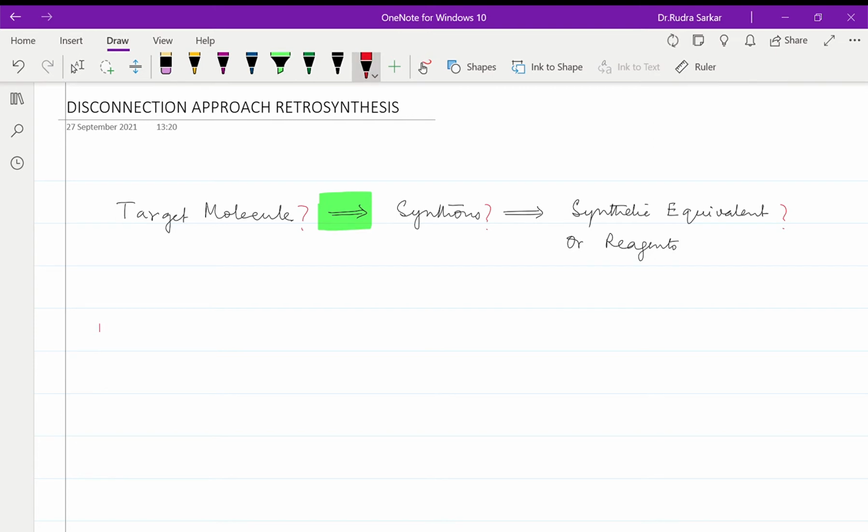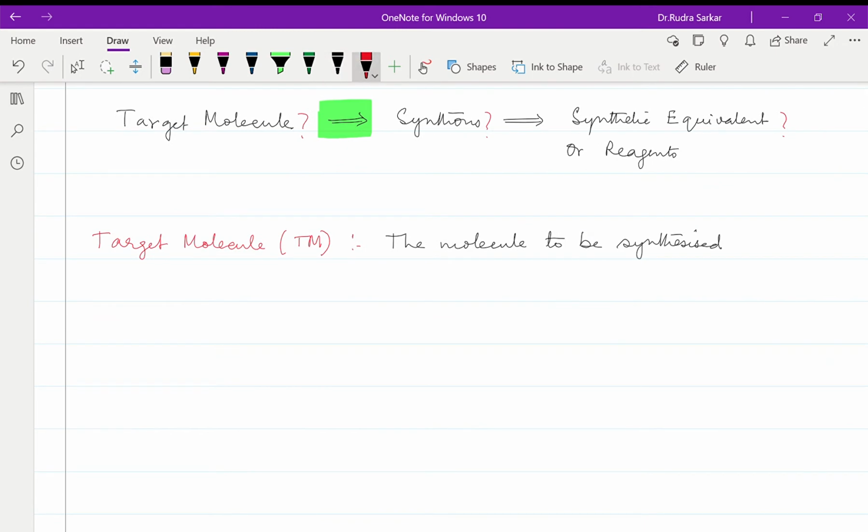So let us first discuss what is a target molecule, which we will be abbreviating as TM. So the target molecule is the molecule to be synthesized. This arrow that we are using is called transform, indicating transformation of the target molecule to synthons. So it indicates the reverse step of a chemical reaction.